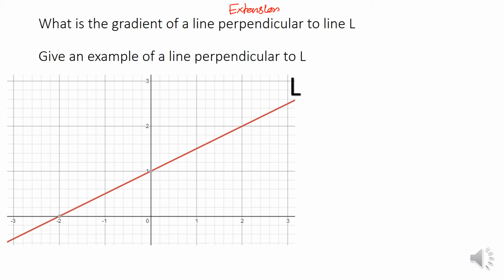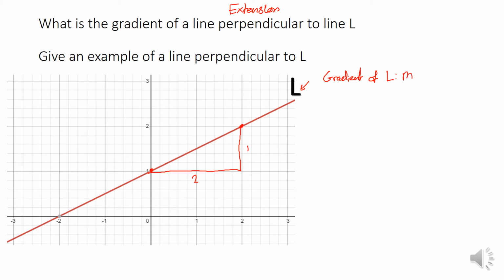So what is the gradient of a line perpendicular to line L? With this one, we need to know what the gradient of L is still. So we're going to start off by working out the gradient of L, because to work out the gradient of one that's perpendicular to L, we need to first know the gradient of L. So again, pick two points on the line that are on grid lines. Then we've got a change in x, a change in y. So change in y is 1, change in x is 2.